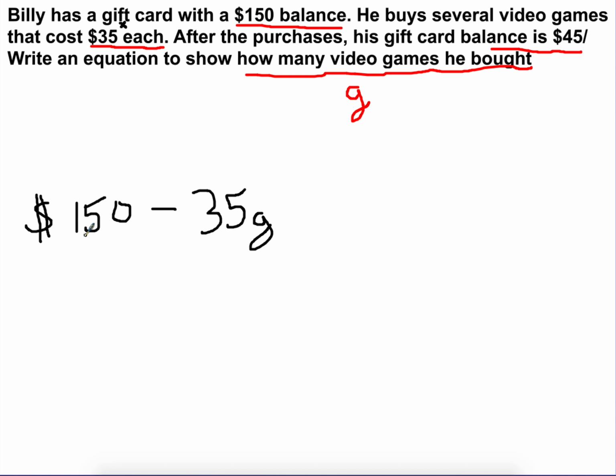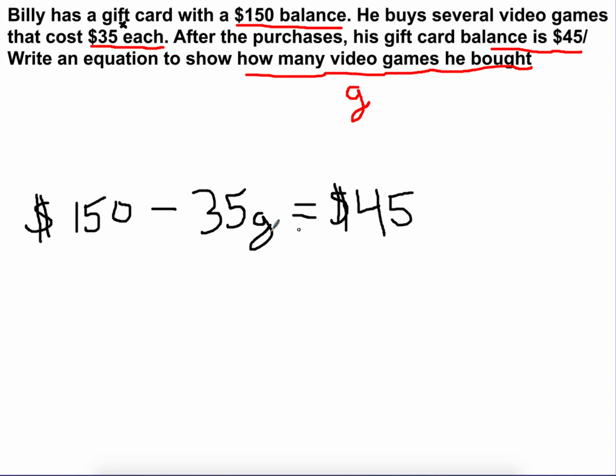So he started with $150. He's spending $35 per game, so it depends on how many games he bought. And now on his gift card, he has $45. Some of you would be able to tell me right away just by looking at this, oh, $35 for each game, you might be able to figure out real quick how many video games he bought, but that's not what we're trying to do right now. We're trying to write an equation to represent this.